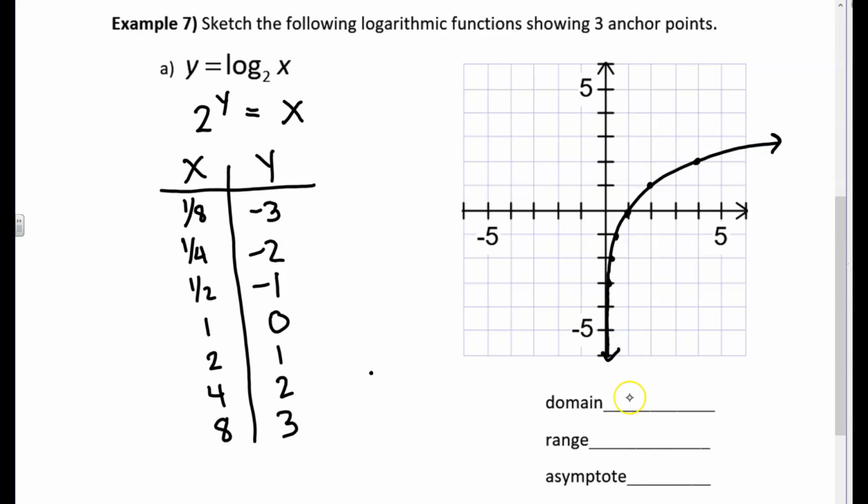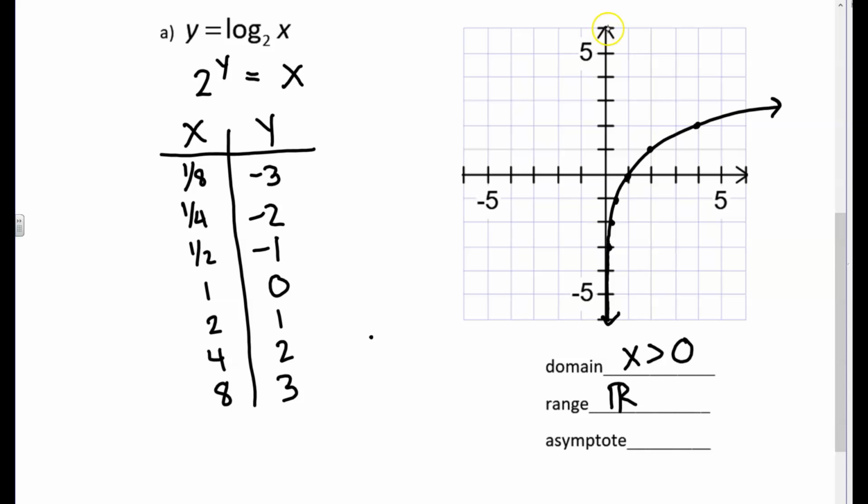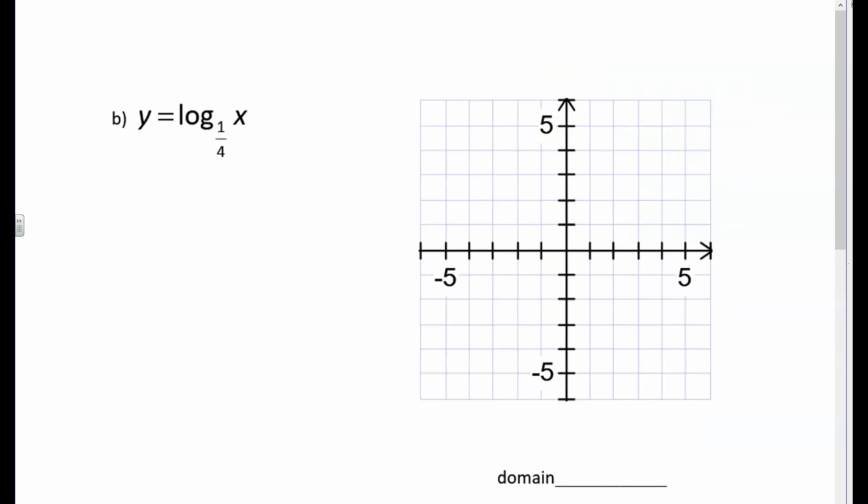My domain is my x values are always going to be greater than, but never actually equal to 0. And my range is all real numbers. And there is, in fact, an asymptote on the y-axis. There's an asymptote here at x equals 0. That's my asymptote. So let's look at another one of these.